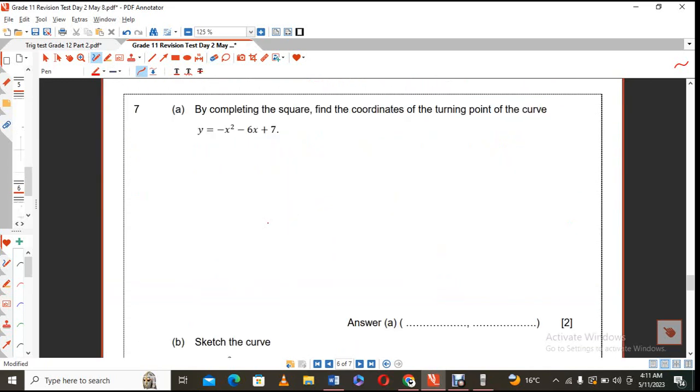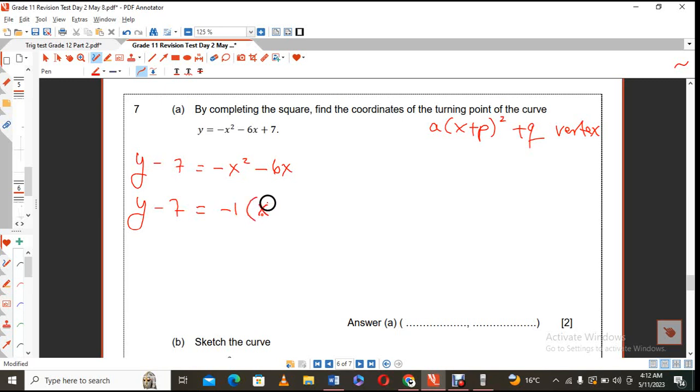Question 7. By completing the square, find the coordinates of the turning point of the curve. Of course, I normally start, I say y equals, of course, let's say that y is already there. So y minus 7 equals minus x squared minus 6x. And then I'm going to take out, because you have to write it in the form a(x plus p) all squared plus q. That is the vertex form that we are looking for. Then negative 1 outside, that is going to be x squared plus 6x.